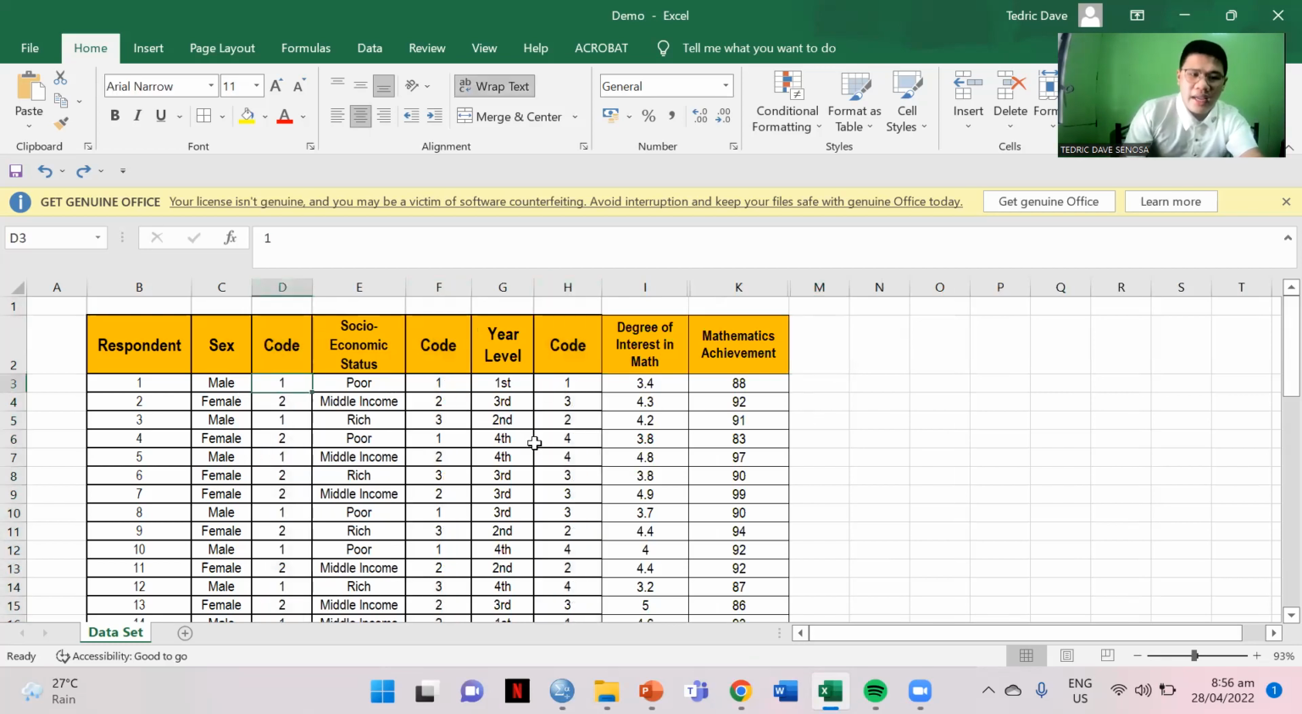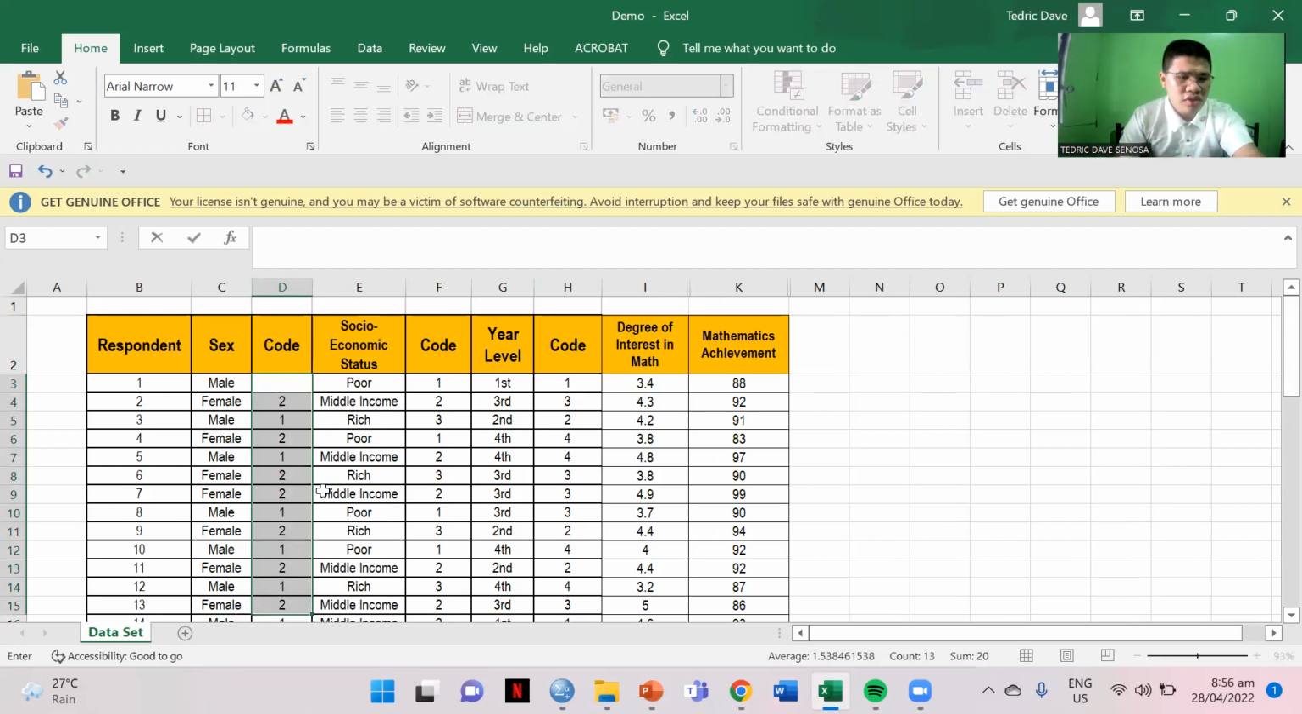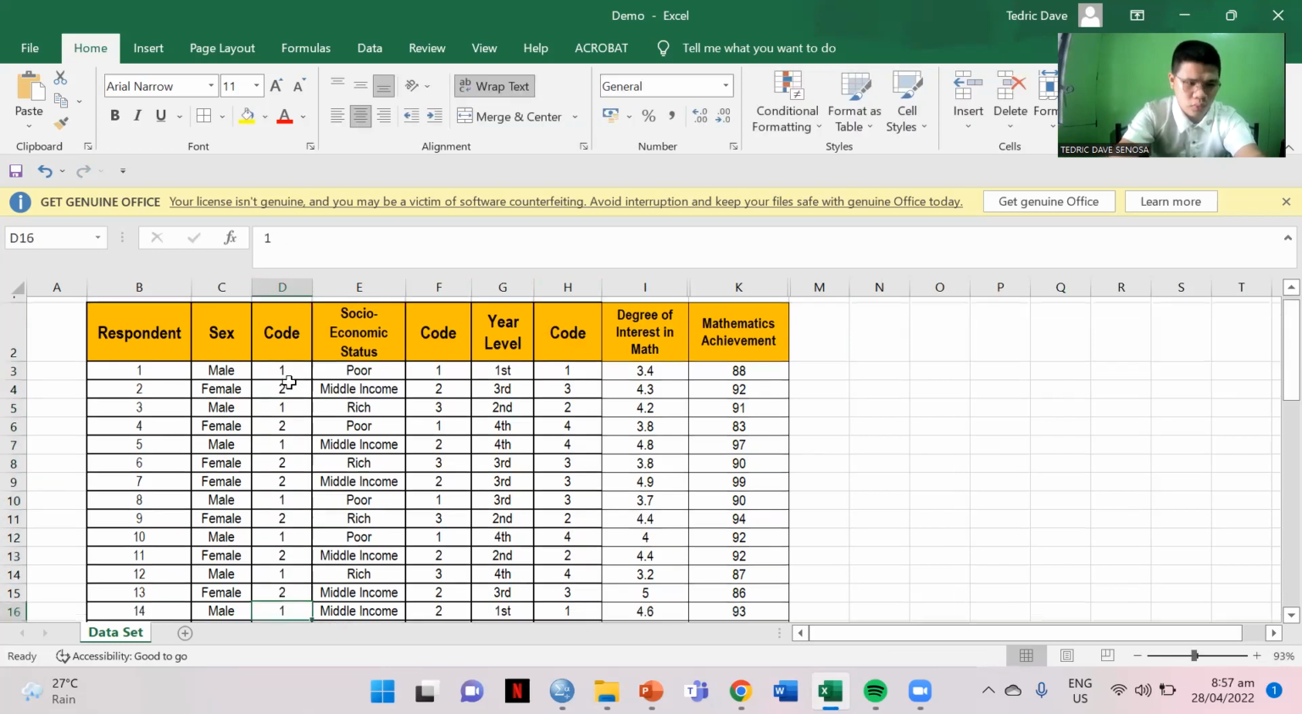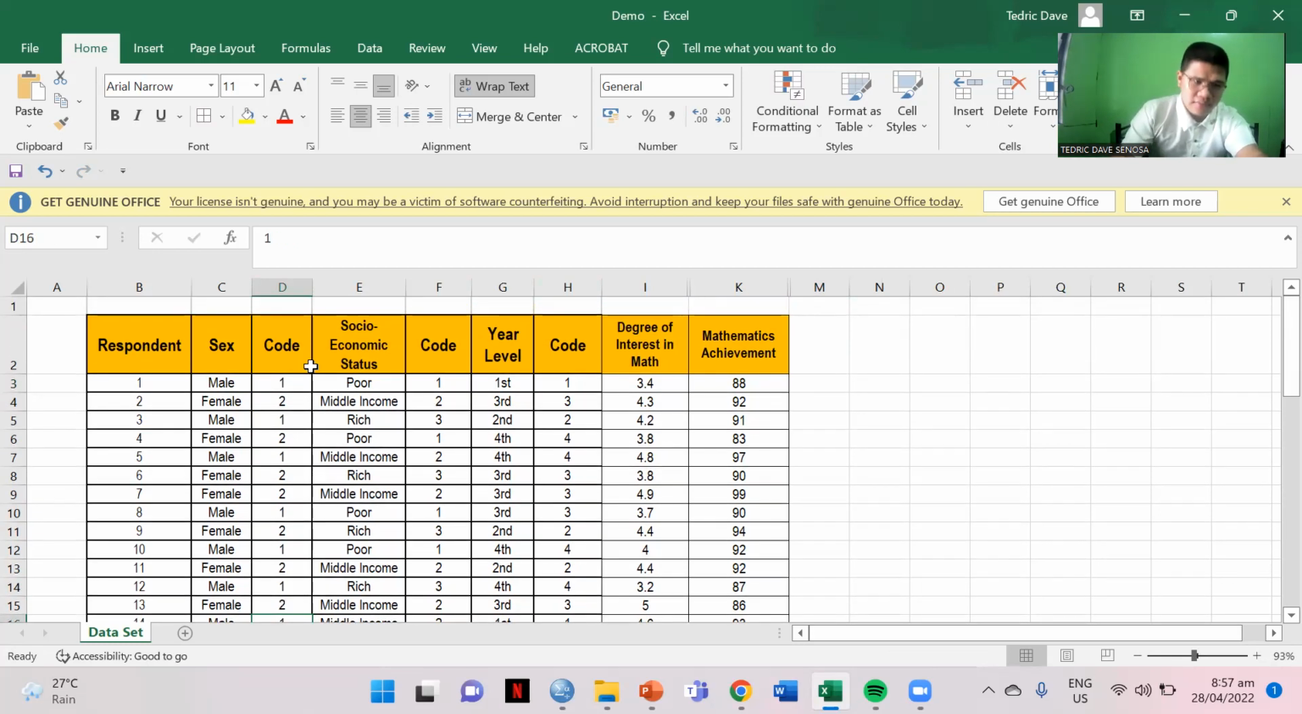So the code for sex, we all know the code for male is 1. To code this, you change all male into 1, and you change all female into 2. So 1, 2, 1, 2, 2, 1, 2, 1, 2, 1, 2. So that's it for the sex.